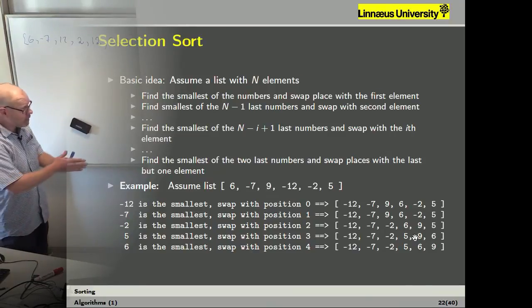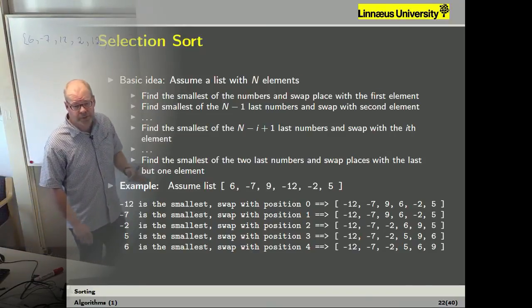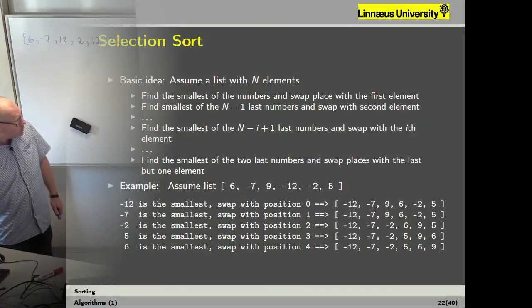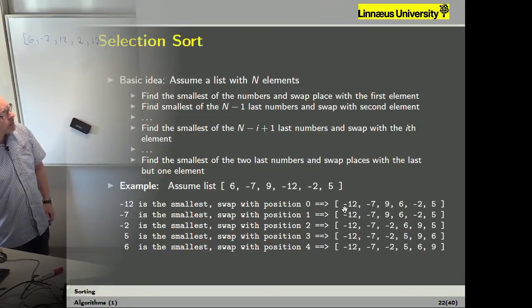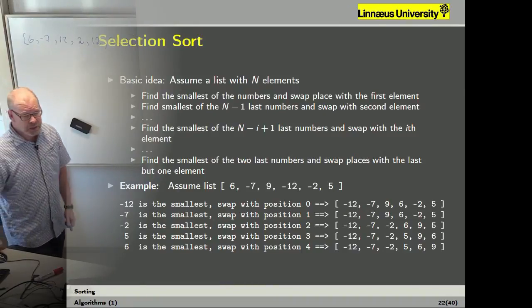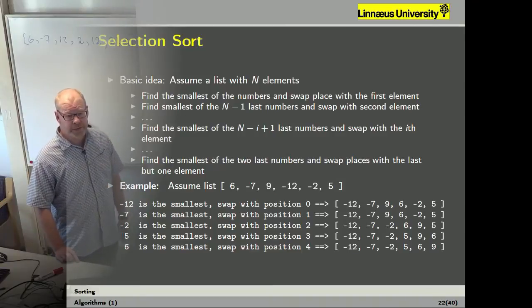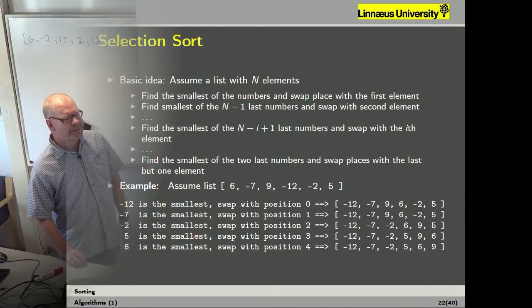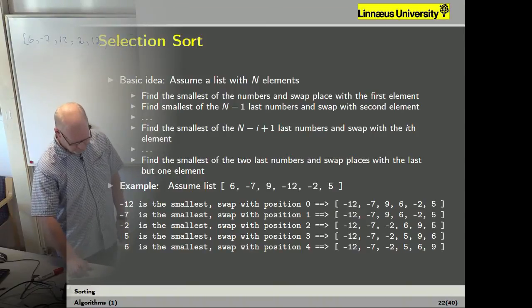Yeah, you will have two for statements. One showing which position we are interested in, and the second for statement running through the remaining positions here. So the time complexity will be what? No, n squared.